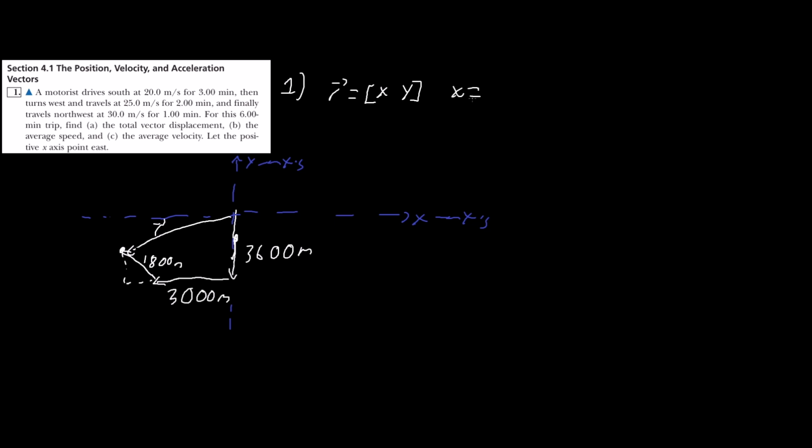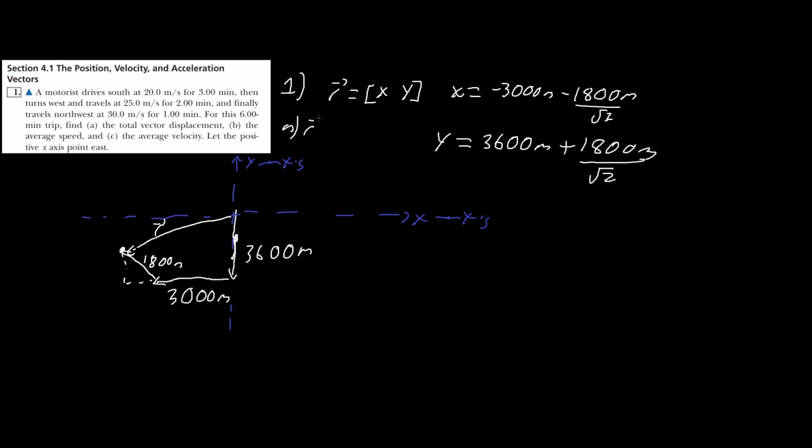X is going to be the value of negative 3,000 meters. That's this component added to this extra piece of component, which is going to be minus 1800 meters divided by root 2, because that's 45 degrees, and that's it. So y is going to be 3,000 meters. Oh, my bad. 3,600 meters plus 1,800 meters over root 2. So once you get your vector, that's the answer to part A.